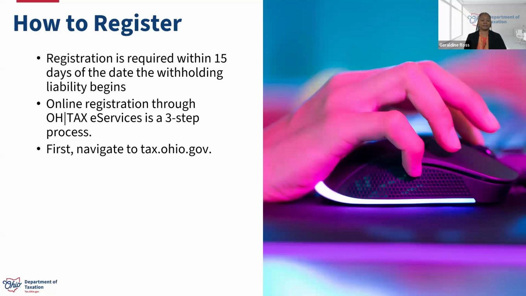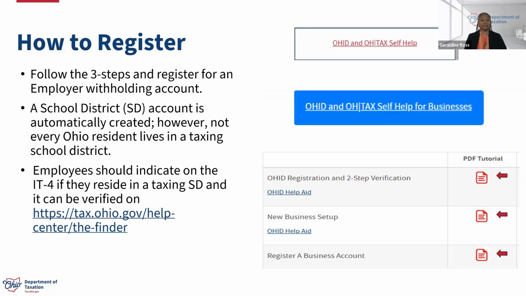How to register. Basically, the registration process is similar to what Lindsay went over prior to the employer withholding presentation. Registration is required within 15 days of the date of the withholding liability. And online registration through OH Tax eServices is a 3-step process. First, you're going to navigate to tax.ohio.gov. And if you don't already have a username and password with OHID, like Lindsay went over prior, you have to go ahead and set up one.